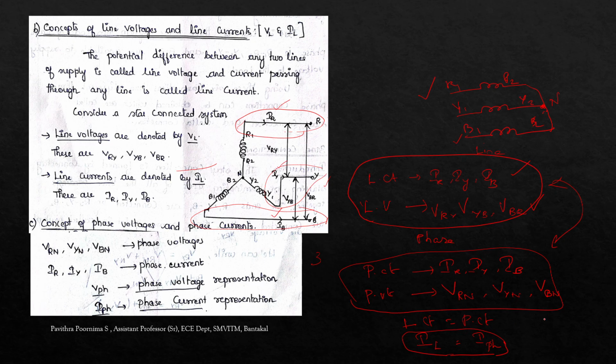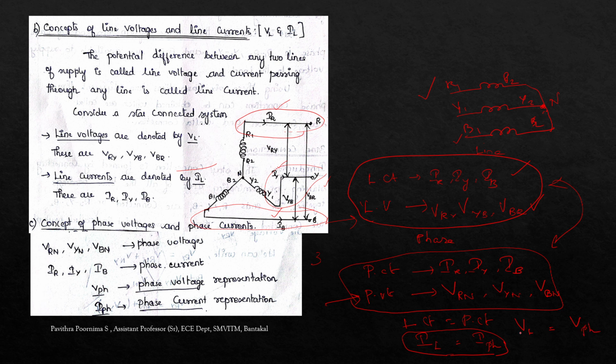Next, what is remaining? We have to find the relation between the line voltages and the phase voltages. Line voltages are VRY, VYB and VBR. Phase voltages are VRN, VYN and VBN. Actually, there is a derivation, but derivations are not needed as per the syllabus. So we can directly remember the relation between VL and V phase.